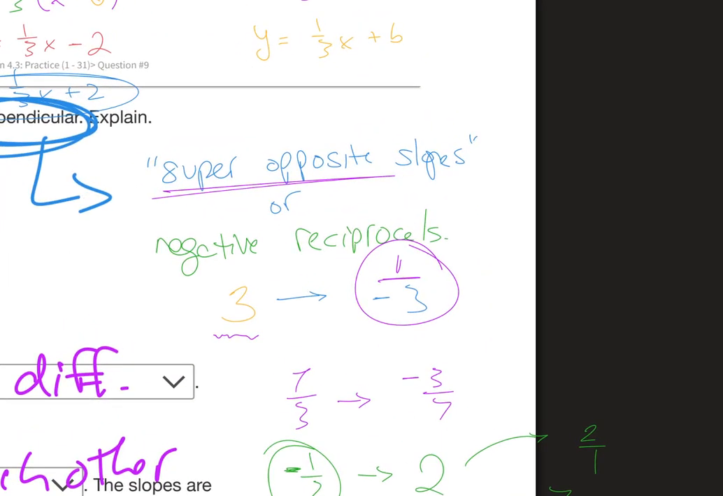Think of it this way. Opposite 3 to negative 3, that's opposite, but super opposite is a negative reciprocal, 3 over negative 1/3. So there's the whole thing.